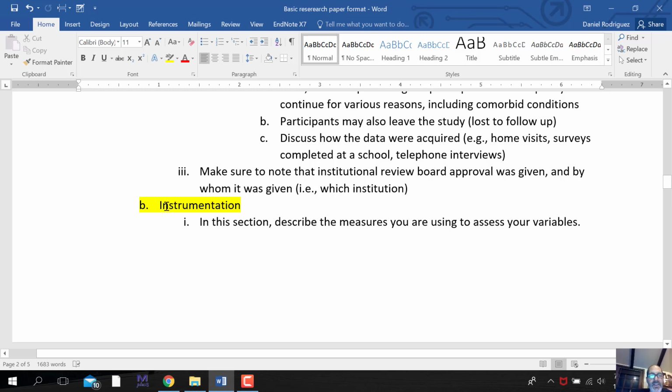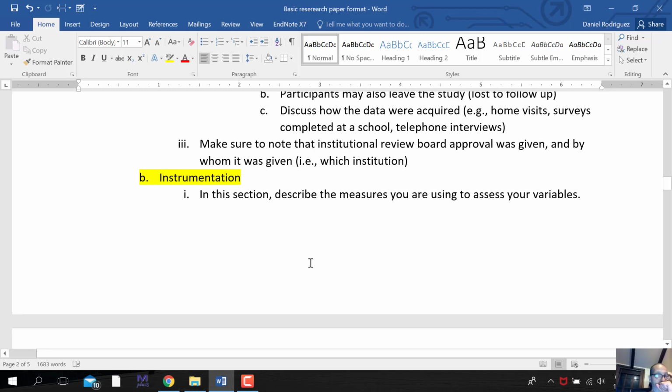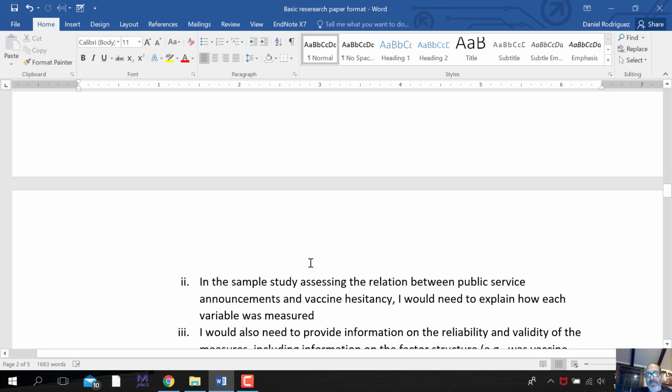Another area that you need a heading is instrumentation. This is where you describe what measures were used to assess your variables. If you're measuring a person's weight or a BMI, body mass index, and you use a scale, like a bathroom scale, mention that, what the brand is, what's its validity. You always have to talk about its validity and reliability.